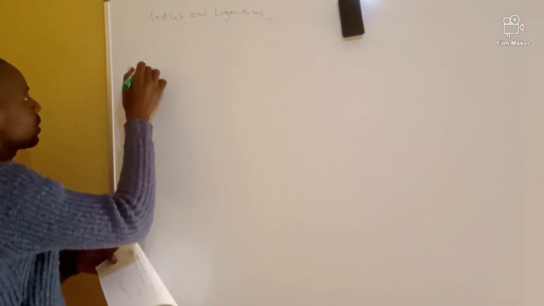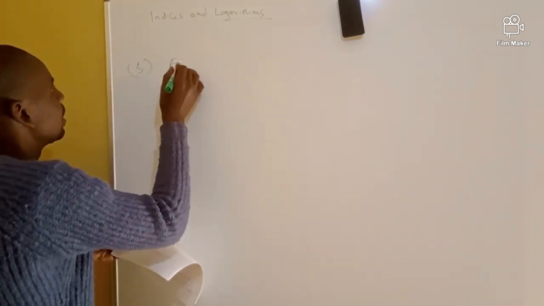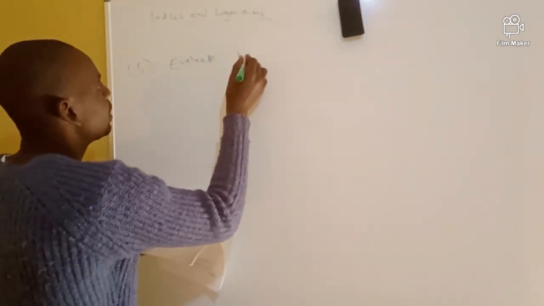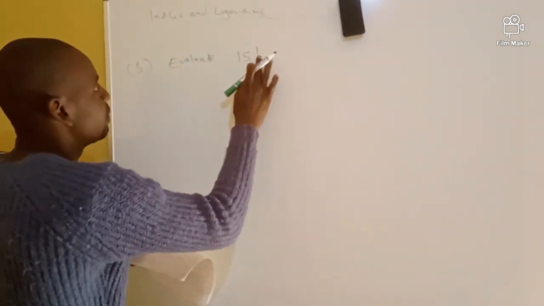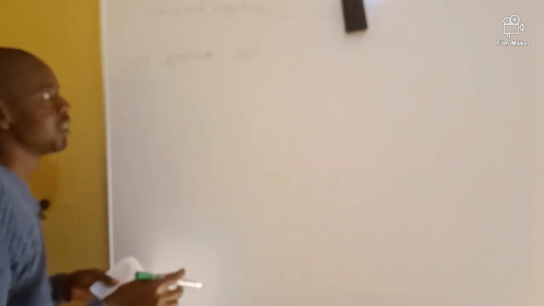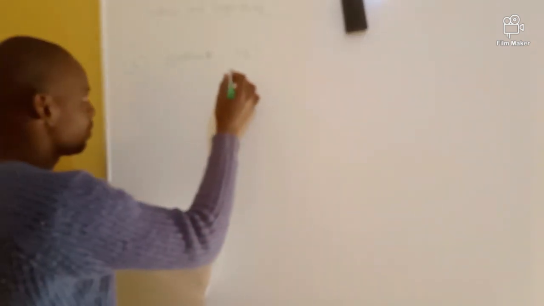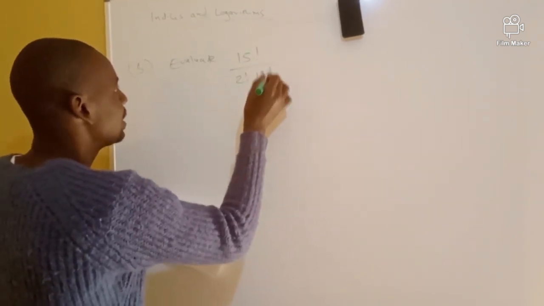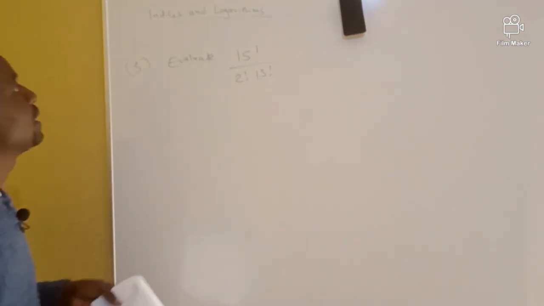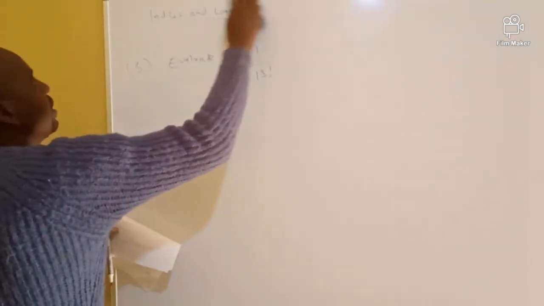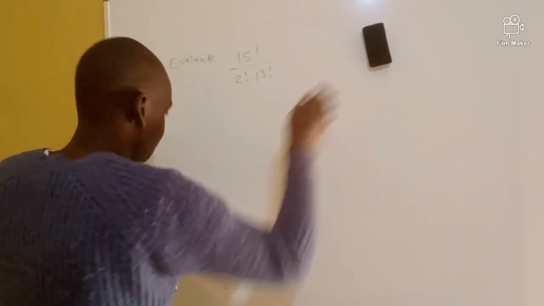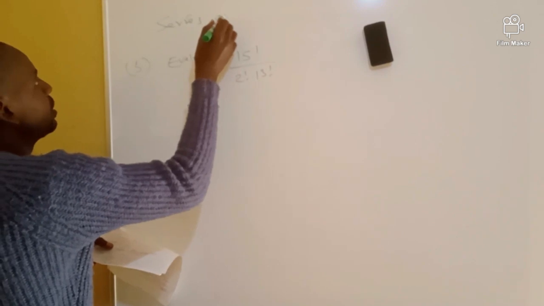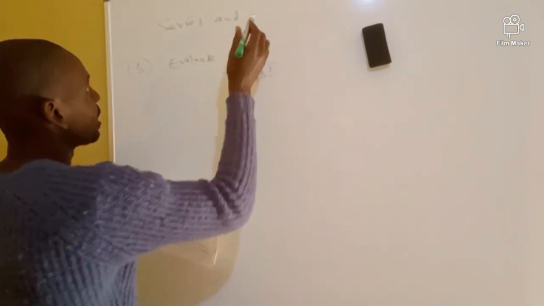Number B, evaluate. The question is evaluate the sum with terms 15, 12, 13 and so on. So this is under sequences and series.